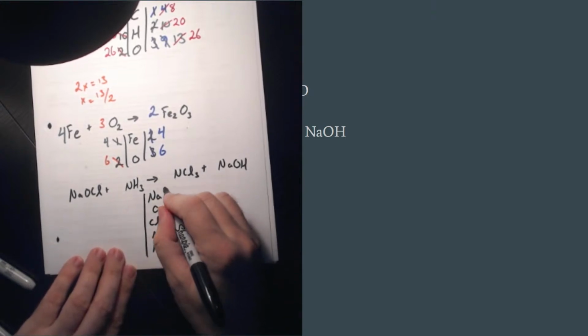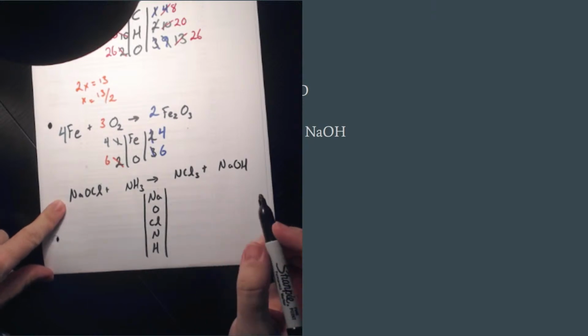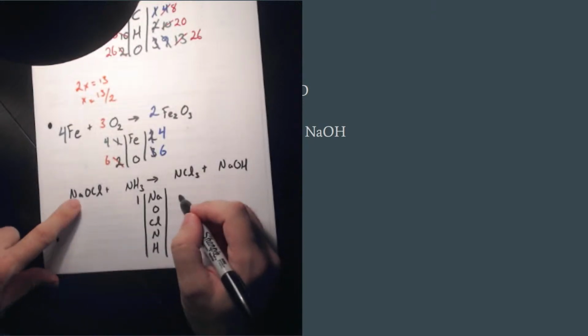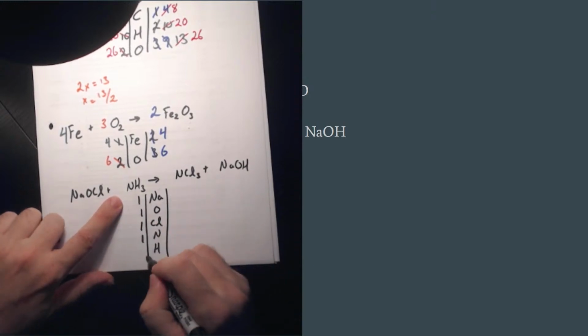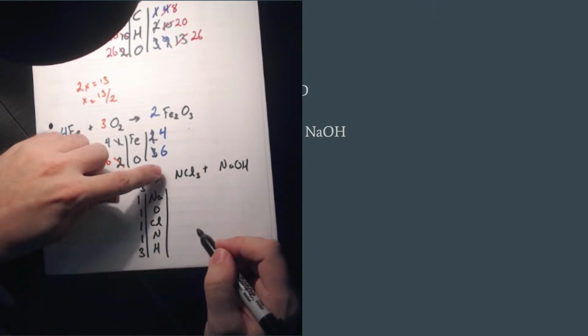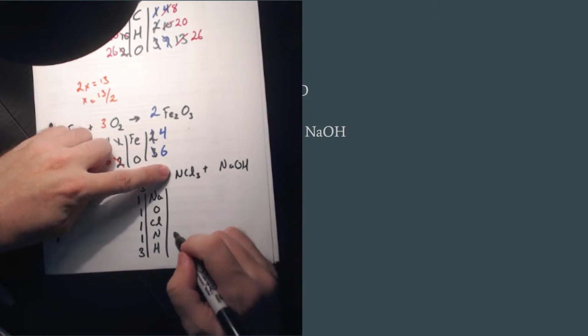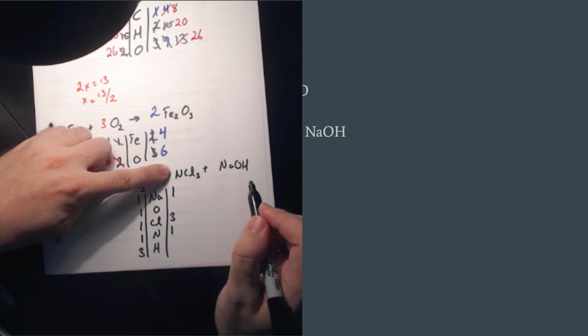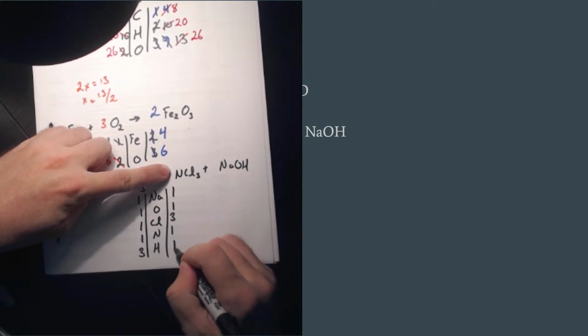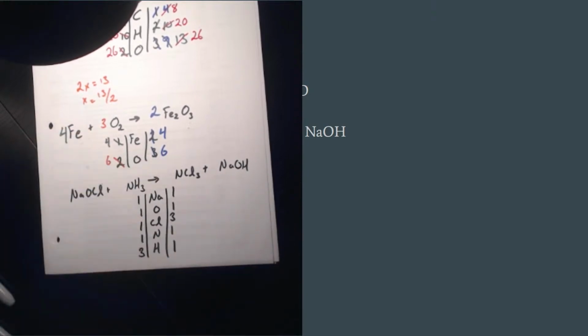So we've got a lot to keep track of this time. We have 1 sodium on the left, 1 oxygen, 1 chlorine, 1 nitrogen, and 3 hydrogen. And then on the right we have 1 nitrogen, 3 chlorine, 1 sodium, 1 oxygen, and 1 hydrogen. So this one is not going to be anywhere near as bad as you might fear.